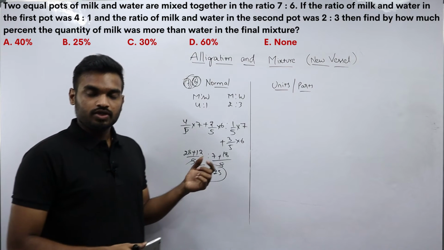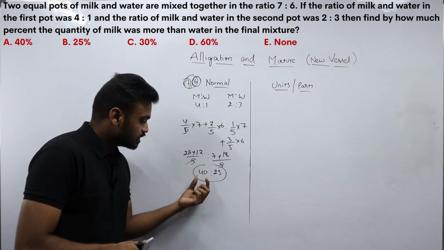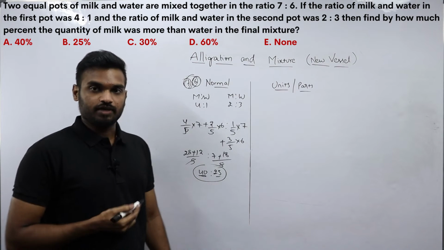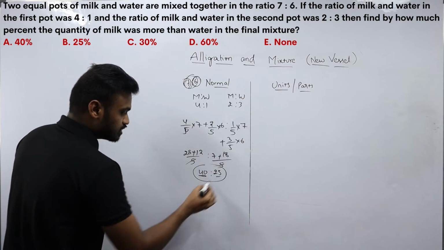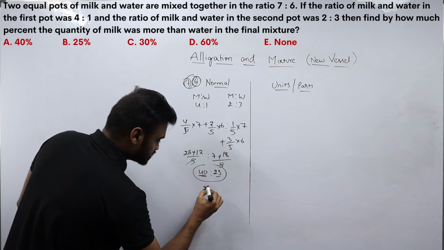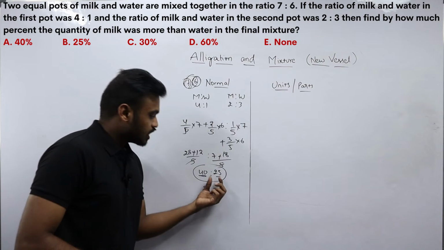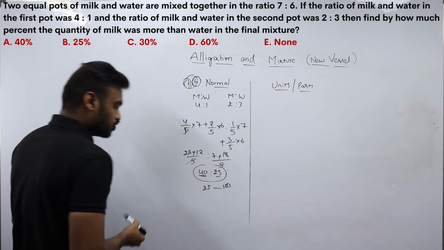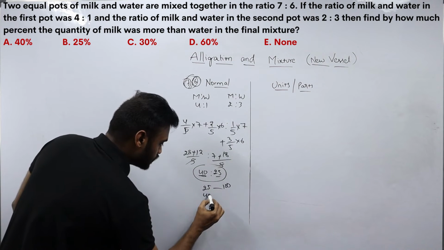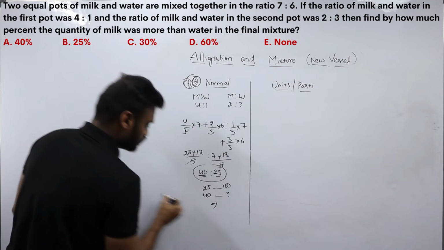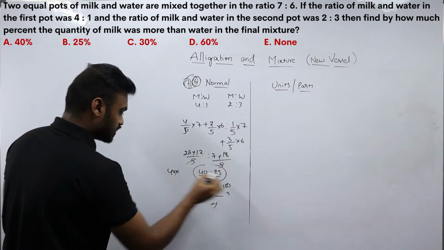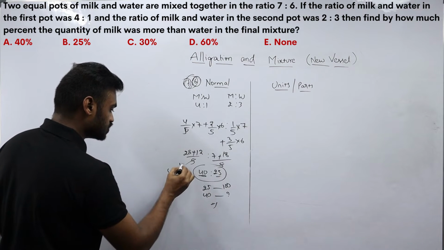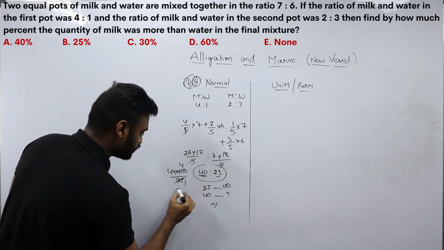Now they are asking by what percentage this milk is greater than water in the final mixture. Assume that the quantity of water, that is 25 parts, is 100%. Now what is 40 parts? 40 parts equals 40 into 100 by 25. 25 ones are 25, 25 fours are 100, so 40 fours are 160.